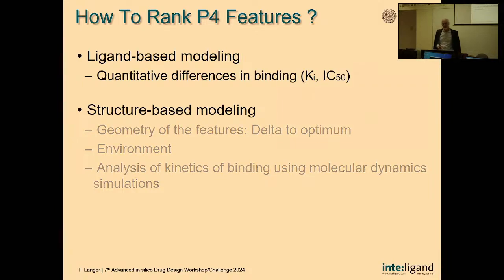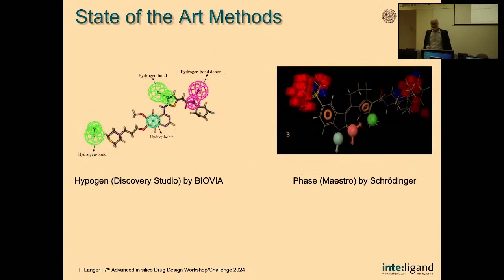There were already a few methods out there from Schrödinger. Schrödinger has Phase, the Phase pharmacophore modeling tool, and BioVia, earlier Accelrys, has the HypoGen method here. Both are pretty much limited by the number of features that you can use. For instance, HypoGen can have a maximum of 5 features and only 1 feature per atom, so it's really limited. The same is more or less true also for Phase.